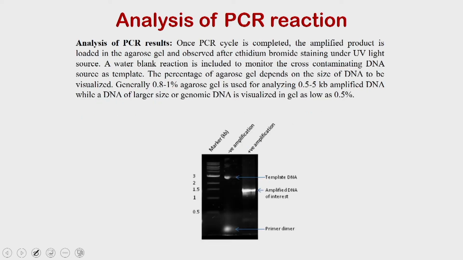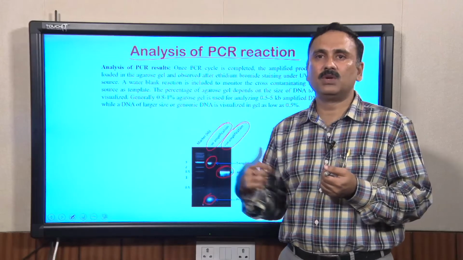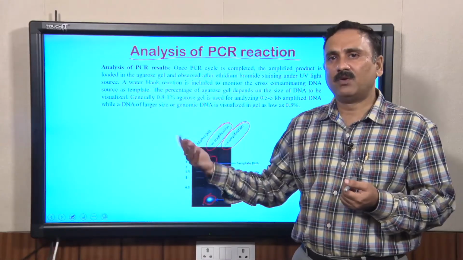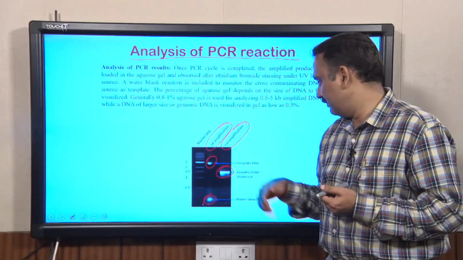Then we have also discussed the analysis of the PCR reactions. So, you can see that in a negative amplification you are only going to see the template DNA, but if the amplification is done, then you are going to see the amplified product as well. If it is a negative amplification, you are going to see primer dimers, because the primers are not utilized in the reaction, but if it is a positive reaction, you are going to see an amplified product, and the primers are mostly utilized in the formation of that particular amplified DNA.